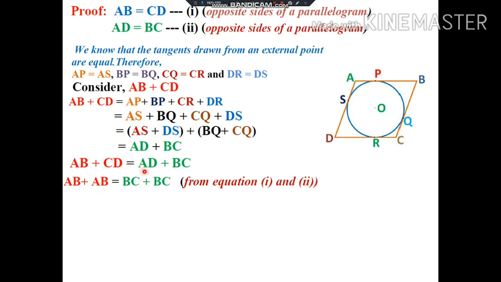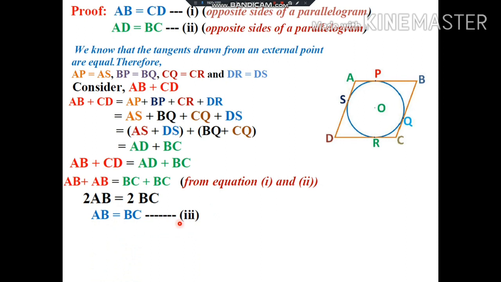And here, AD is equal to BC. So in the place of AD you can write BC, and BC once again. So you have AB plus AB, add them together, you get 2AB, and BC plus BC is 2BC. Cancel 2 on both sides. What do you get? AB is equal to BC.